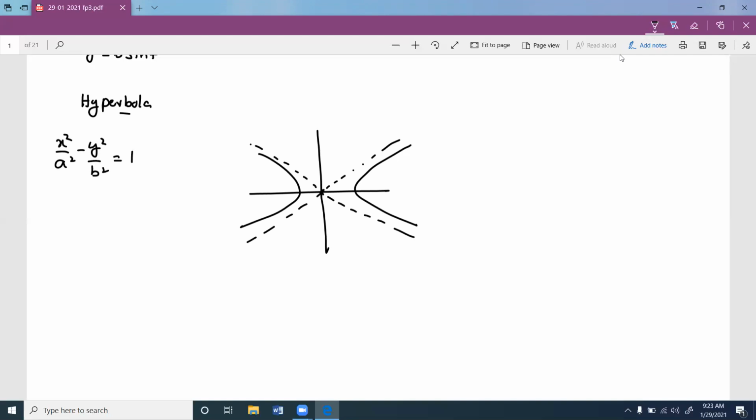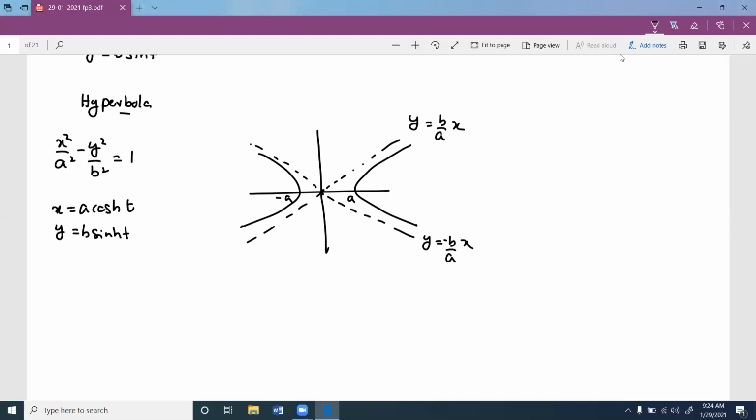If this is a, and this is minus a, this line is y equals b over a x, and this is y equals minus b over a x. Those were the two lines we were discussing. If you want to go ahead with the parametric equations, the basic parametric equation is x equals a cos t and y equals b sin t.